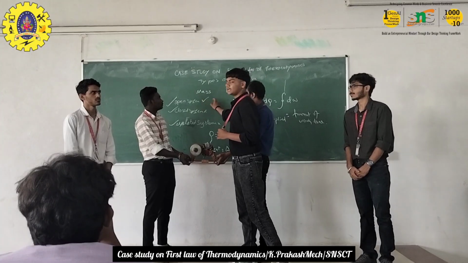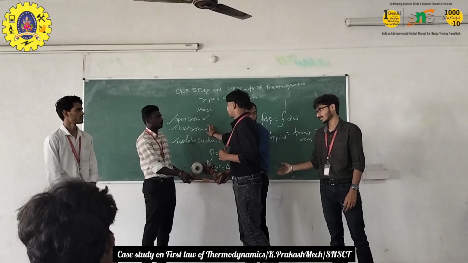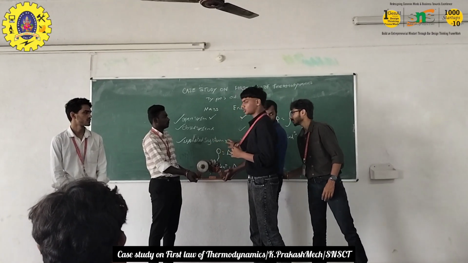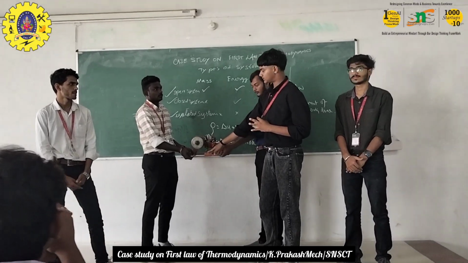In an open system, mass and energy go out. In a closed system, mass stays inside and energy moves out. In an isolated system, neither goes outside. Here, this is an example of an open system.